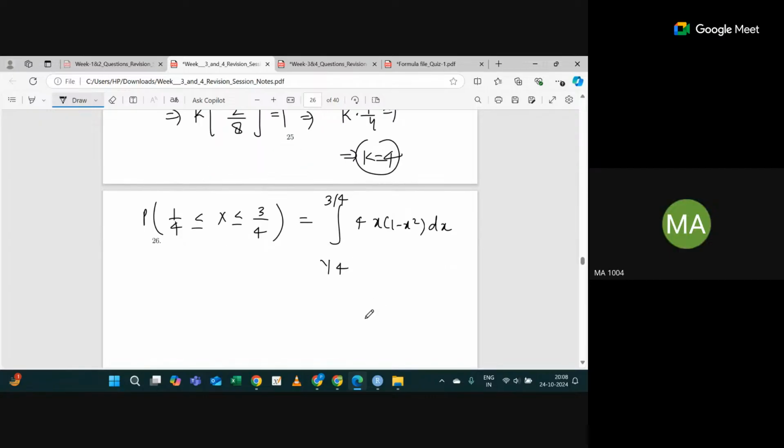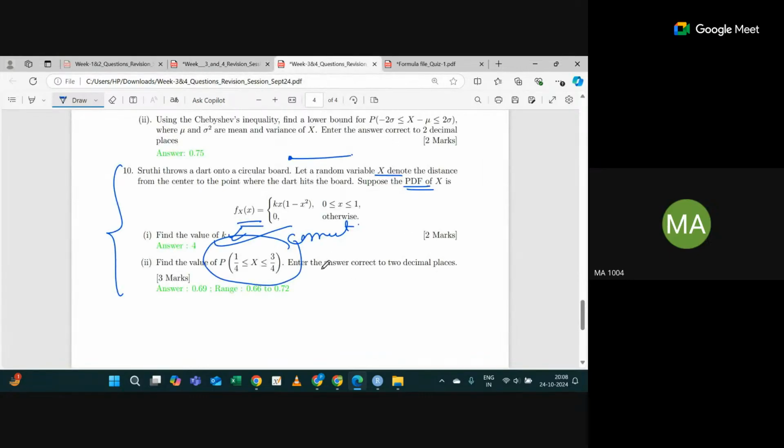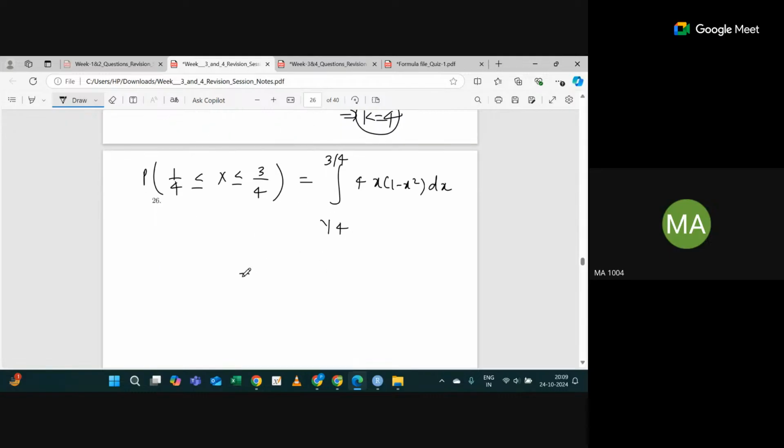Here the CDF is not given to us. If the CDF is given to us, I can directly calculate this part as F(b) minus F(a). But here it will be difficult for you. You have to calculate the CDF, then apply the concept. Even so, the answer will be correct, but it's good to save our time. So now the same approach you have to do. It will be 4 times the integral of x minus x³ dx from 1 by 4 to 3 by 4.